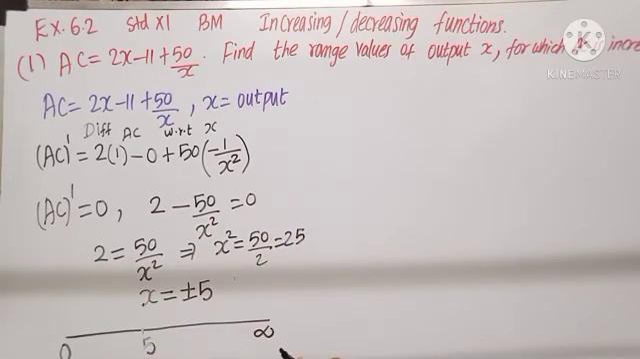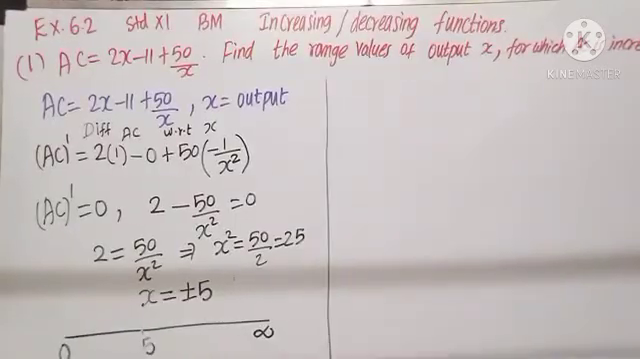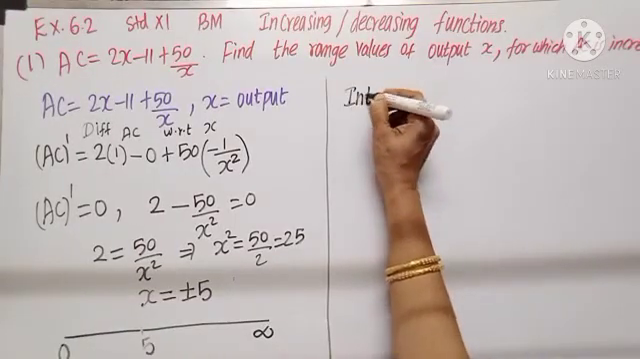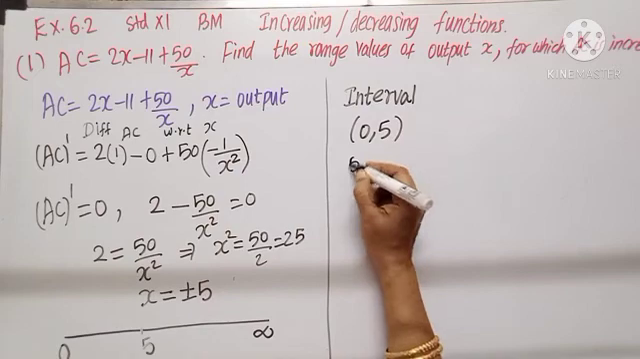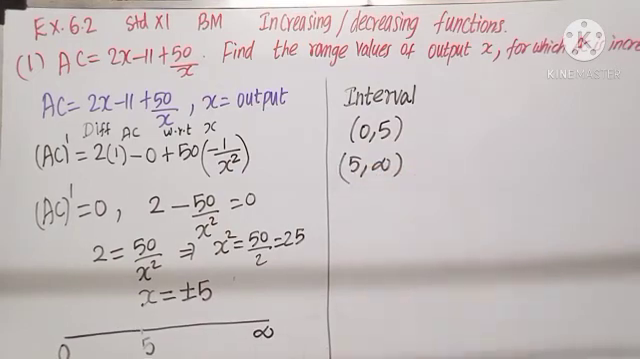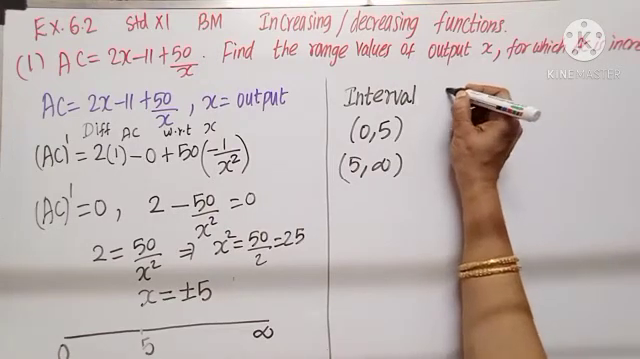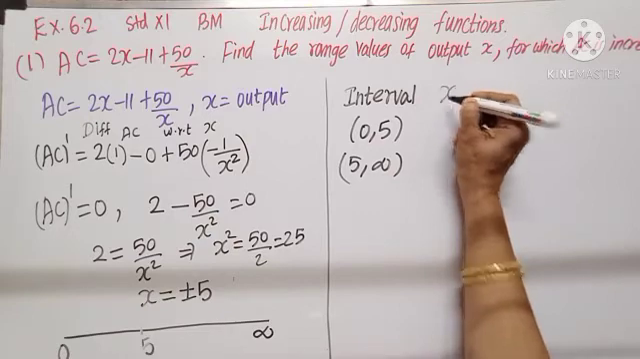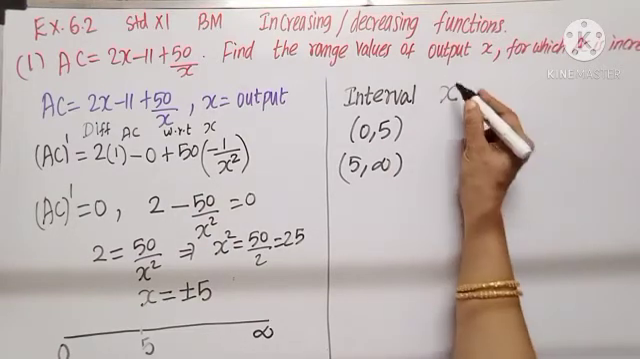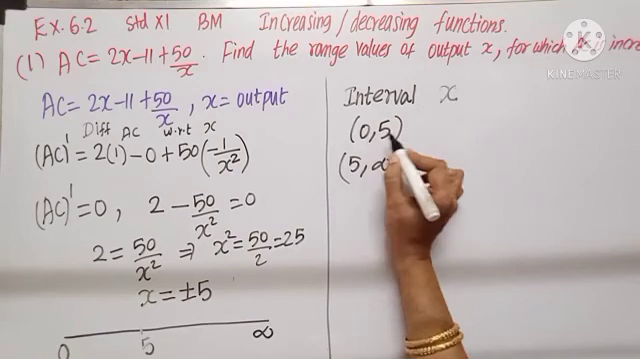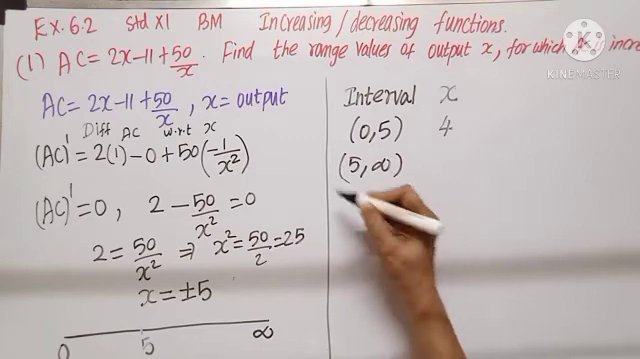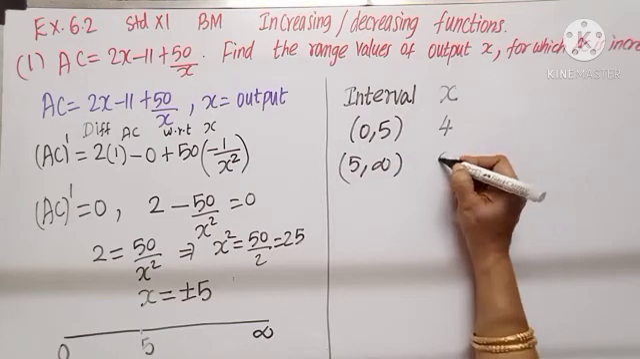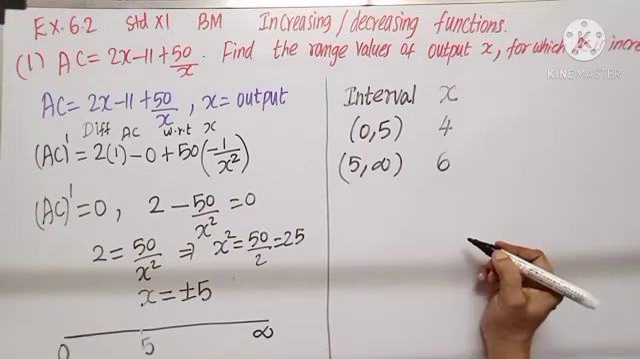The given interval is split into two parts. I call them 0 to 5 and 5 to infinity. There are two intervals, 0 to 5 and 5 to infinity. Select some suitable x value in each interval. Any number between 0 and 5, let me say 4. Any number between 5 and infinity, let me say the next comfortable number, that is 6.